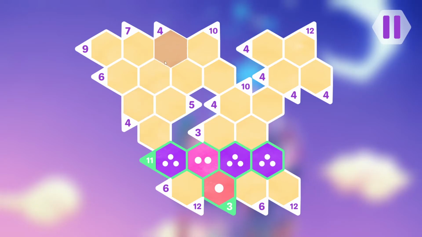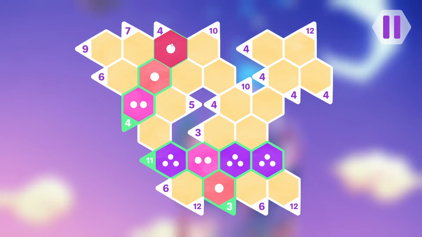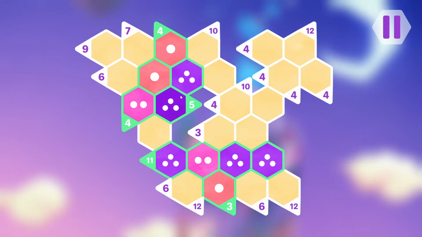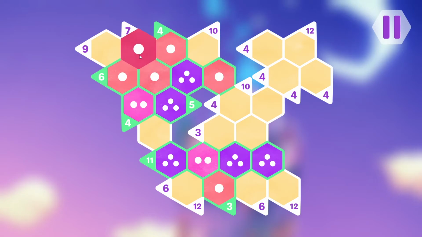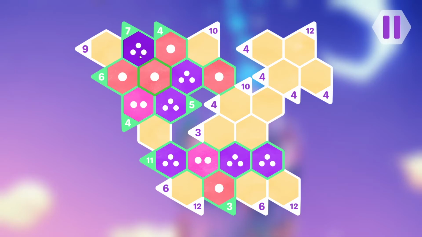Okay, let's look at this 4. Only one of those can be 2. And because of this 5, this is 2. So this is 1 and 1. 3 remaining here. Because of this 6, and we already have 4, only 1 remaining here. We have 4 here, 3 remaining here. Yeah, it's a good start.